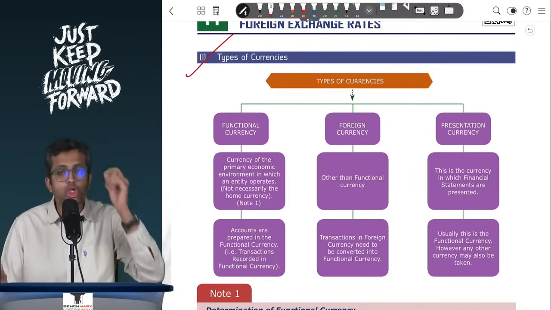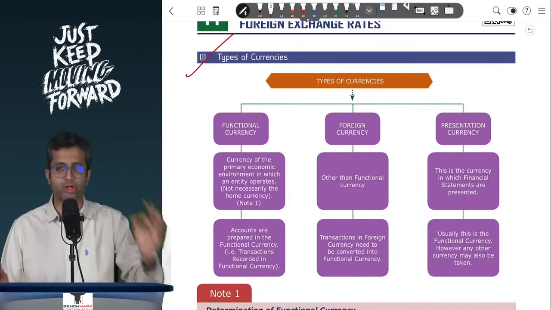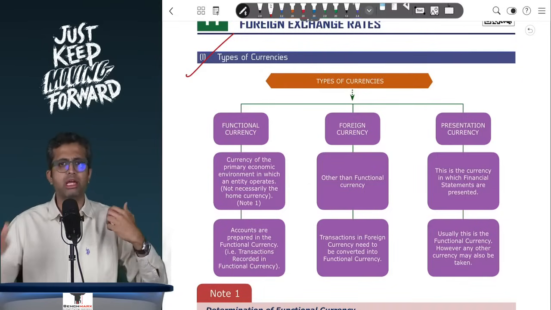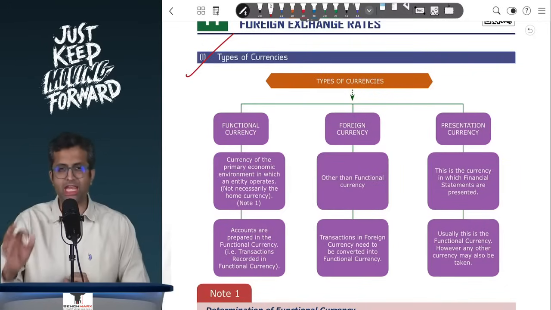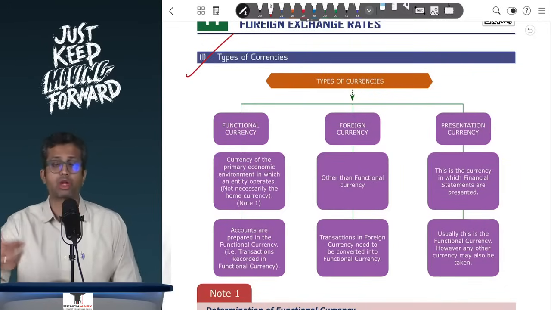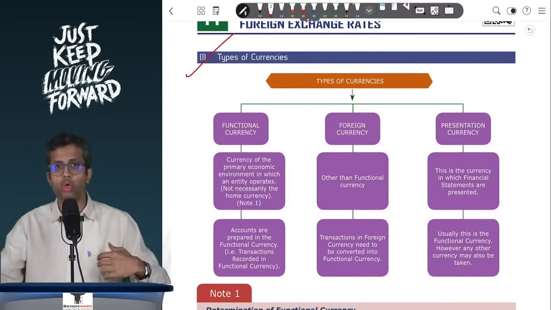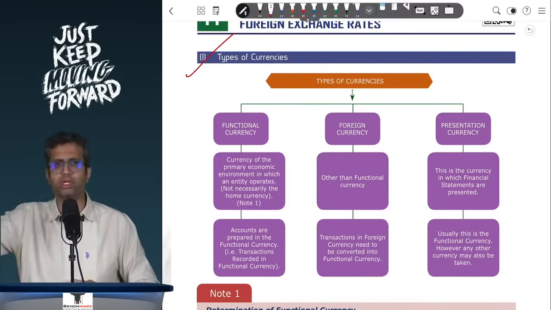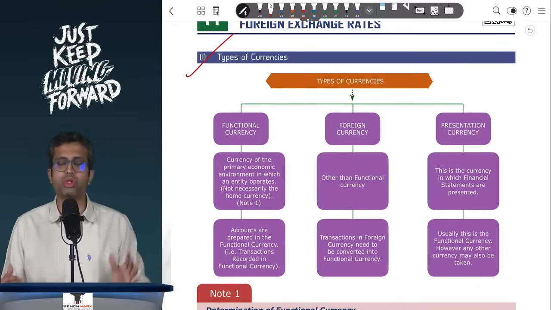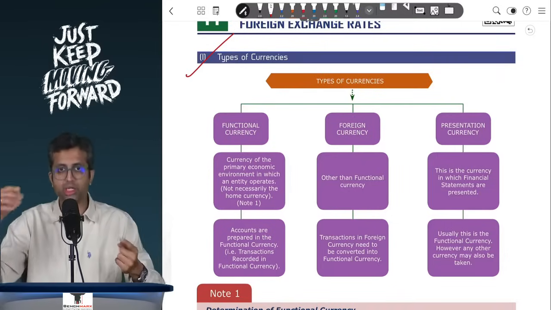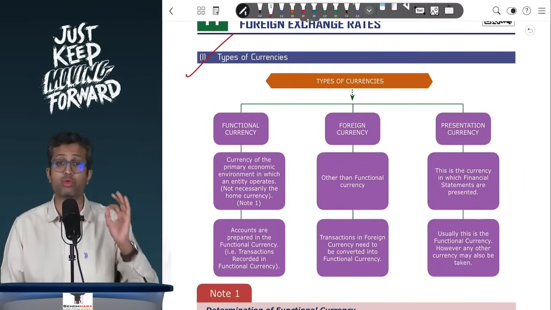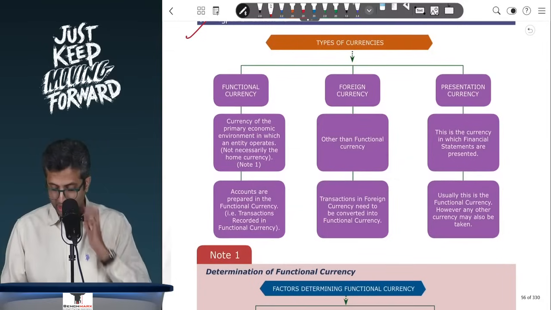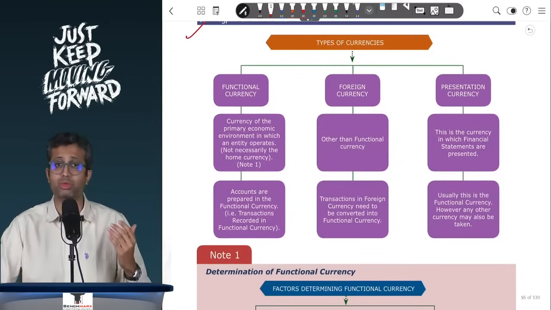And the significance of the functional currency is that when you are preparing your books of accounts, your Tally, SAP, whatever it is, your transactions will be recorded in the functional currency. Like if I'm an Indian company dealing with Indian customers, my currency is the Indian rupee, and as a result I will record my transactions in rupees. However, if I were to deal with, let us say, a European customer and my invoice is in euros, I'll have to convert the euro invoice into rupees, because all my transactions have to be recorded in the functional currency, that is the currency of the primary economic environment in which I operate.